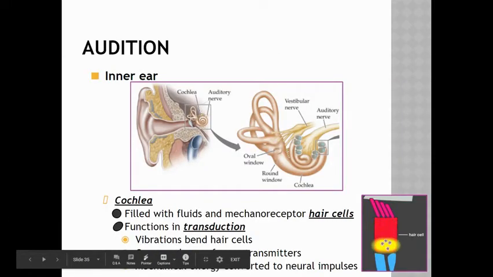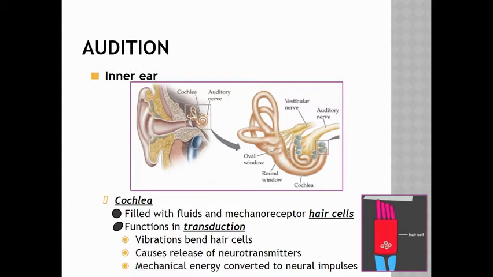So moving to the inner ear. The inner ear is where the cochlea is found, and the cochlea is filled with fluid and mechanoreceptors called hair cells. And the cochlea functions in transduction. So the vibrations that have gone through the tympanum and have been transferred from the ossicles to the oval window are now vibrating within the cochlea. And those vibrations bend those mechanoreceptor hair cells. That causes the release of neurotransmitters, and that mechanical energy is converted to neural impulses.